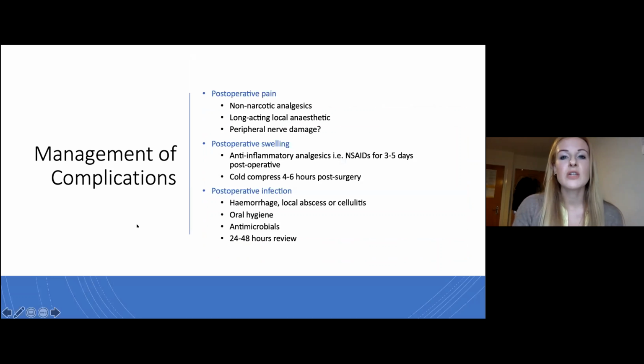Management of complications. The literature outlined 3 main complications, being pain, swelling, and post-op infection, as to be expected by any surgical procedure. In general, non-narcotic analgesics were recommended with use of anti-inflammatories to 3 to 5 days post-op, and a cold compress a couple of hours post-surgery, which seemed to benefit most patients. Post-op infection obviously being a potential, mainly reduced by promoting good oral hygiene post-surgery and antimicrobials if indicated, with a review 24 to 48 hours post-surgery.